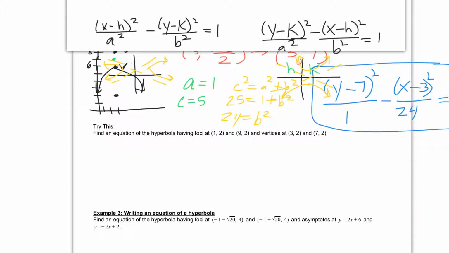If you did the try this correctly, you should get (x minus 5) squared over 4 minus (y minus 2) squared over 12 equal to 1.